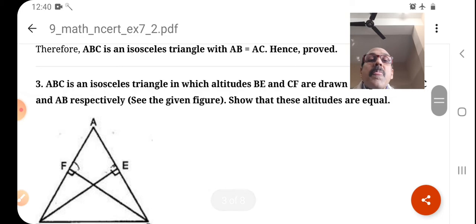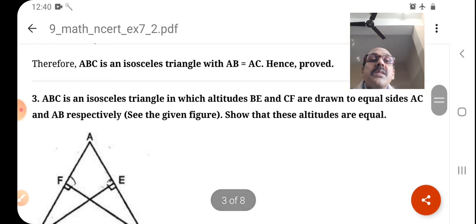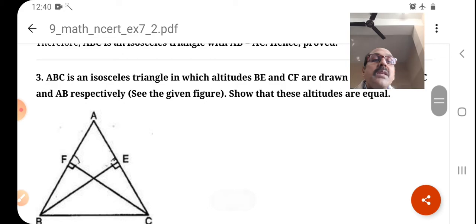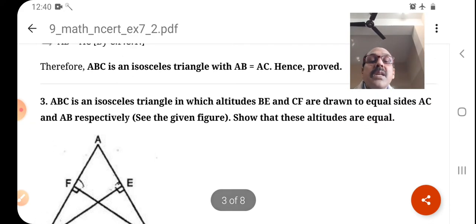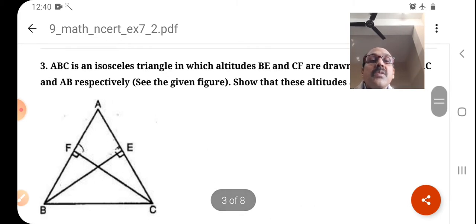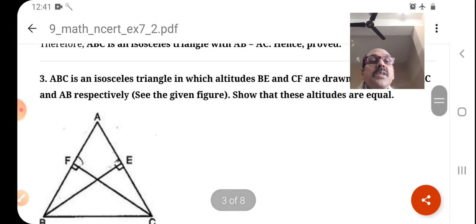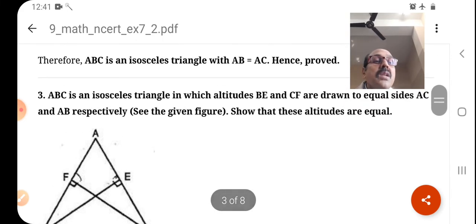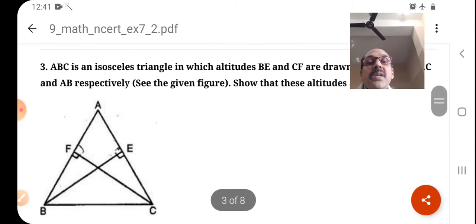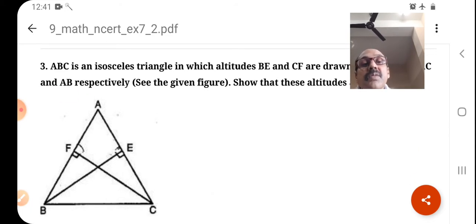3. Question number 3: ABC is an isosceles triangle in which altitudes BE and CF are drawn to equal sides AC and AB. Okay, two equal sides AB and AC, and BE, CF are altitudes. So BE is perpendicular to AC and CF is perpendicular to AB. So these altitudes are equal. That means BE equal to CF.